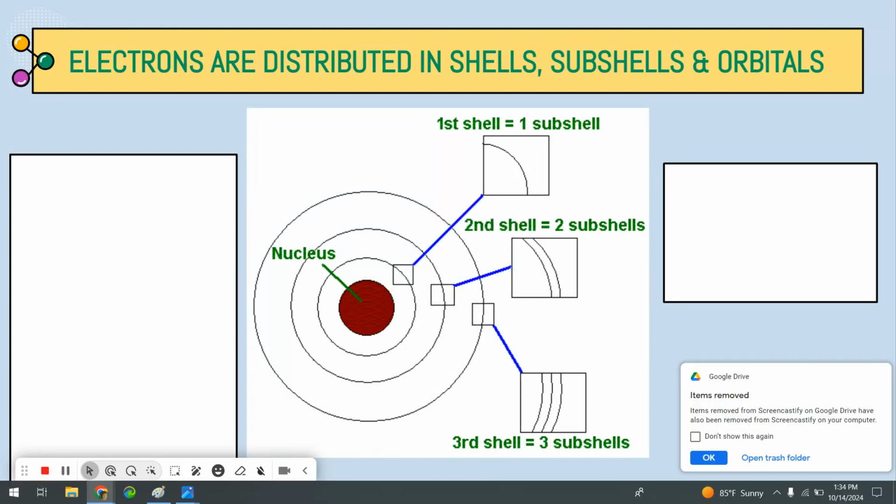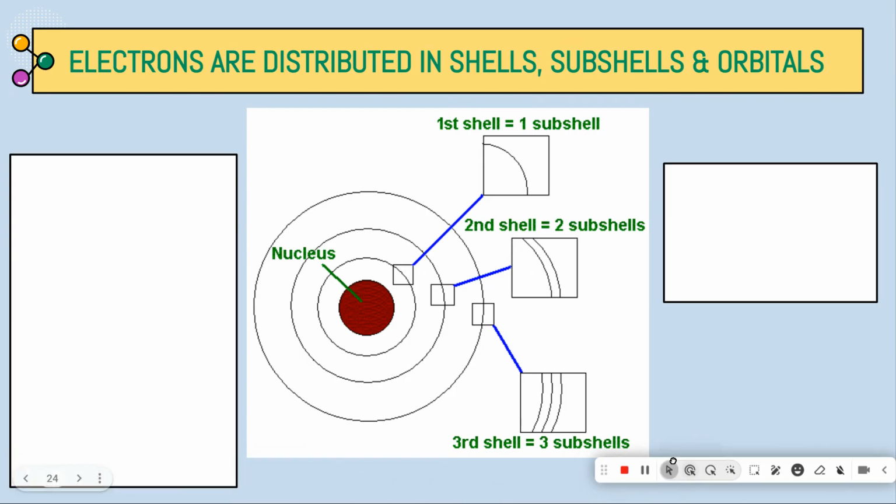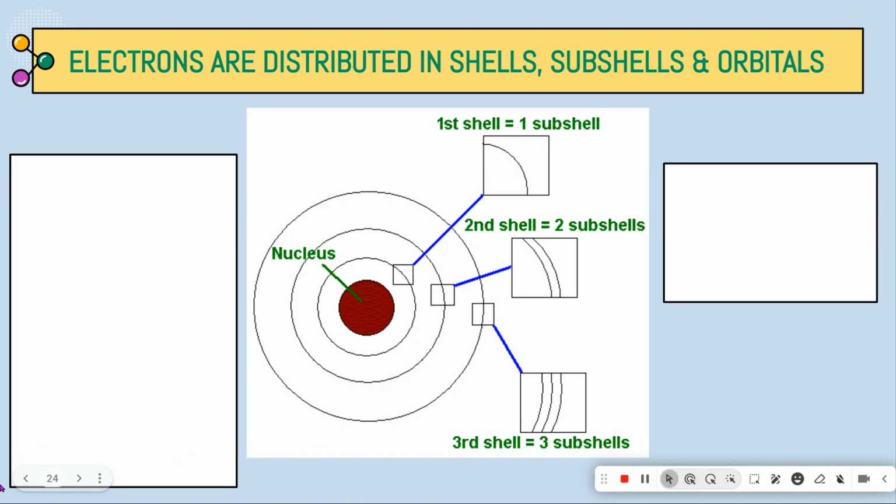Hi class, this is Mrs. Lyons, and the purpose of this video is to help us understand how electrons are located in atoms and how we can represent that as we get into talking about chemical reactions and bonding and all of the other fun things that we are going to learn in chemistry this year.